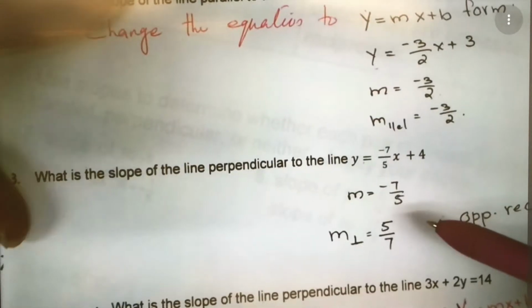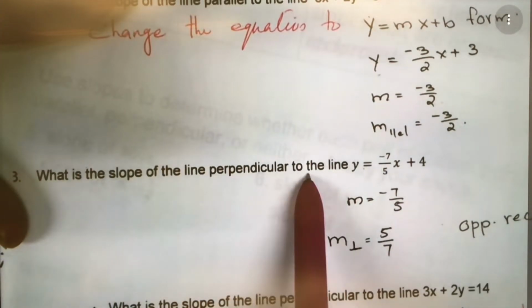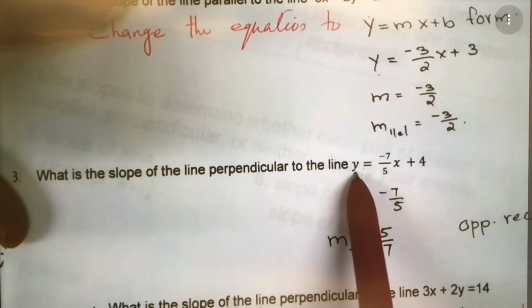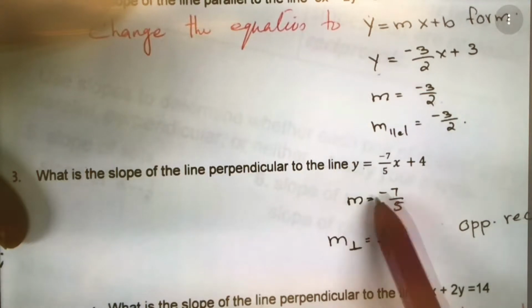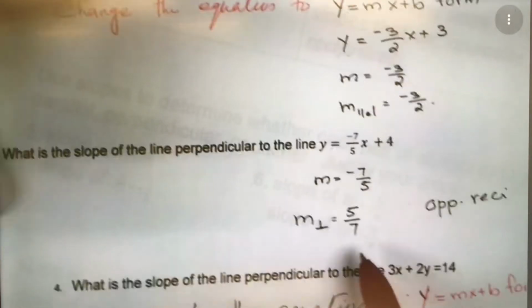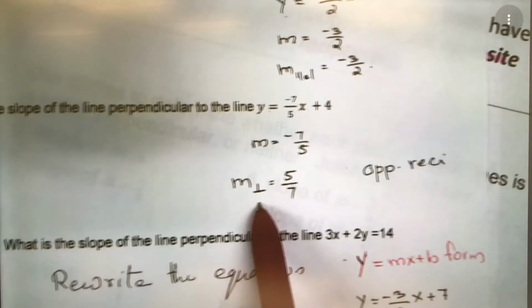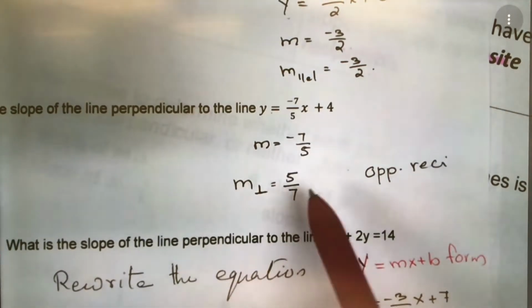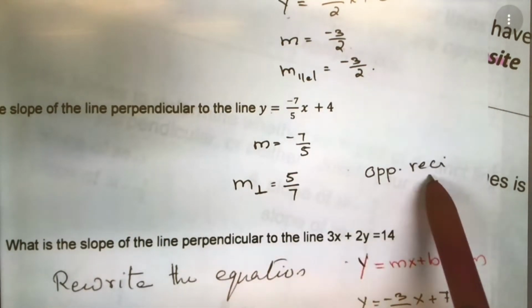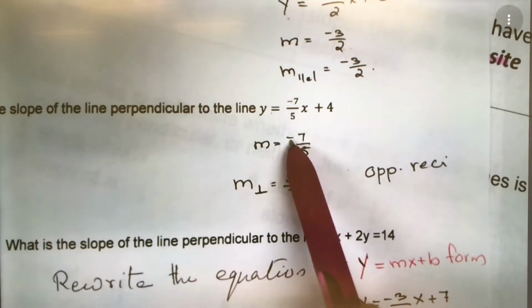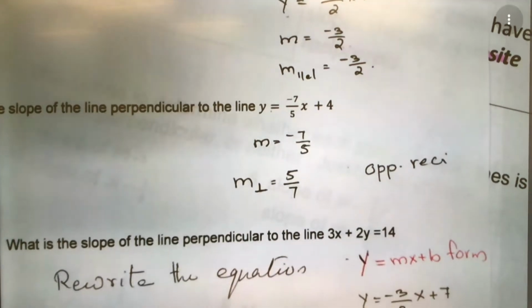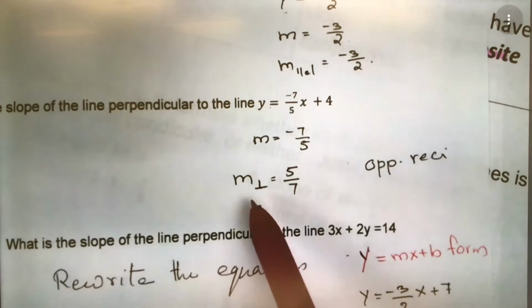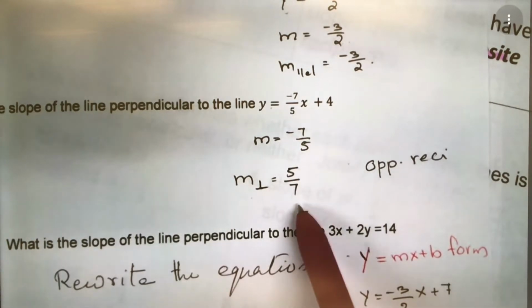So the next question is the slope of the line perpendicular to this line. This is already in y is equal to mx plus b form. So the slope of this line is negative 7 over 5. The slope of the line that is perpendicular to this line is the opposite reciprocal of the slope. This is a negative slope, so the slope of the perpendicular line should be positive and reciprocal. So the slope of the perpendicular line should be 5 over 7.